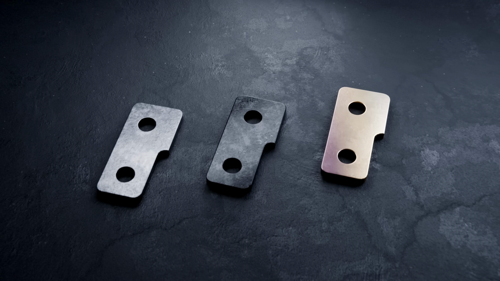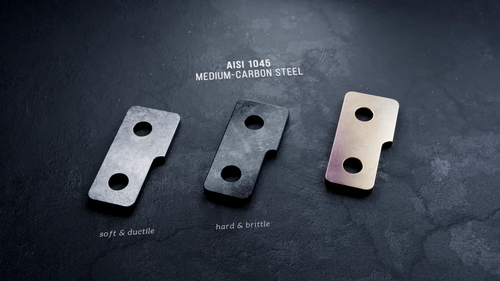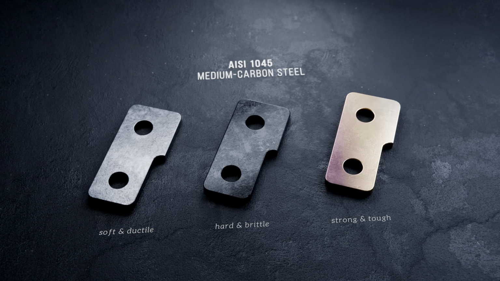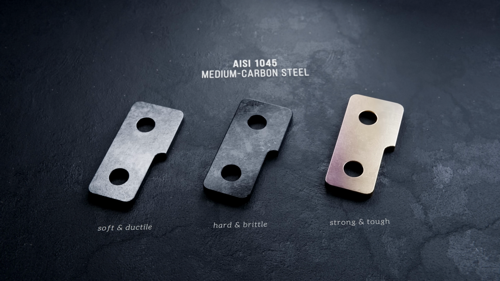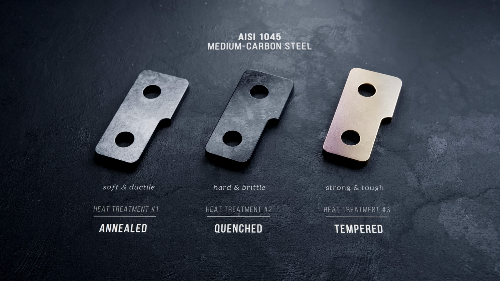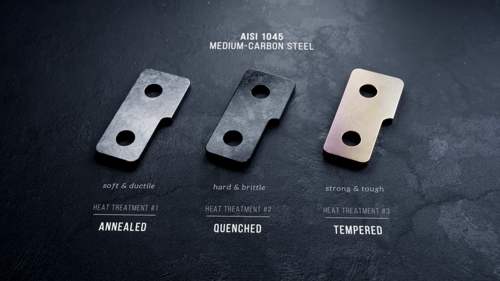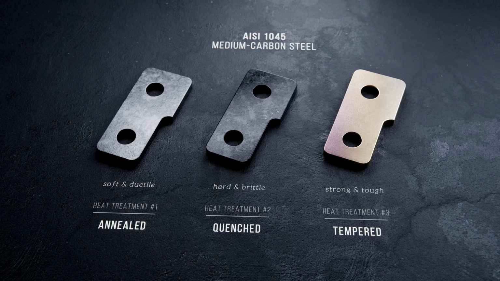Take these three steel parts. The first is soft and ductile, the second is very hard and brittle, and the third is strong and tough. But they all have the exact same chemical composition. The only difference is they've been heat treated in different ways. This ability to control and fine-tune the properties of the material through precise heating and cooling really is the superpower of steel. So let's see how it works.